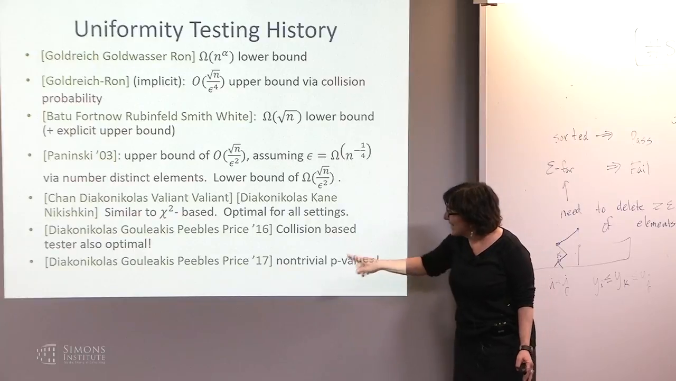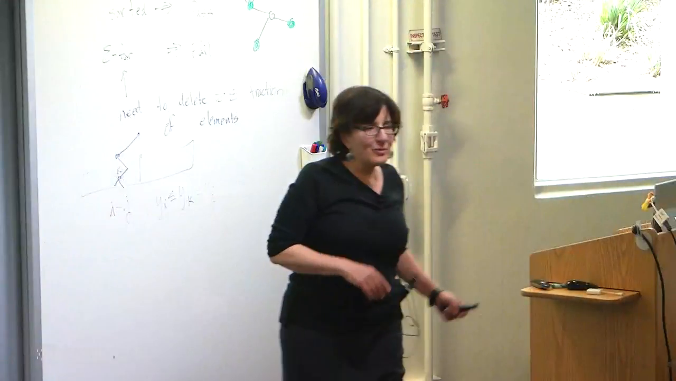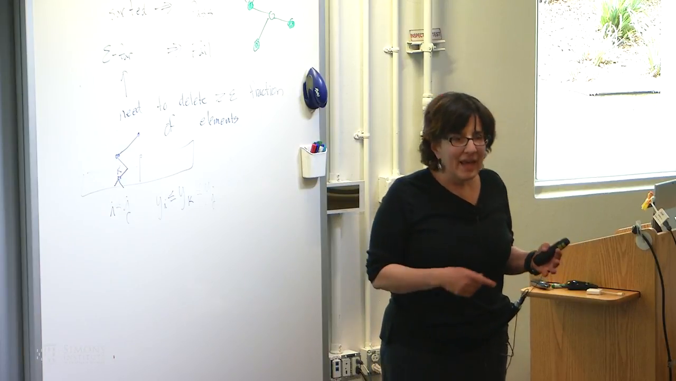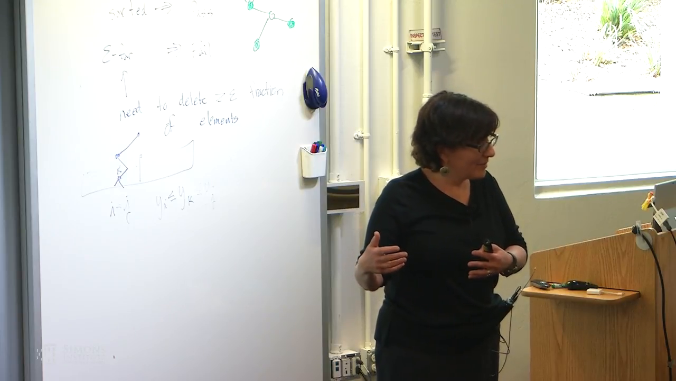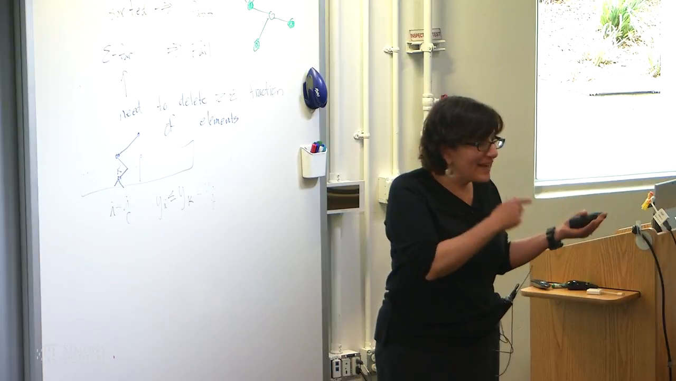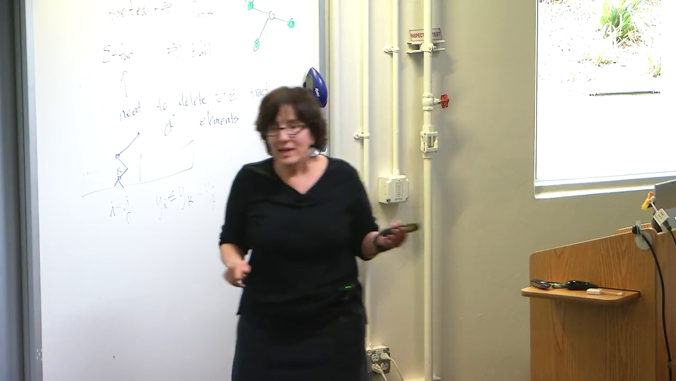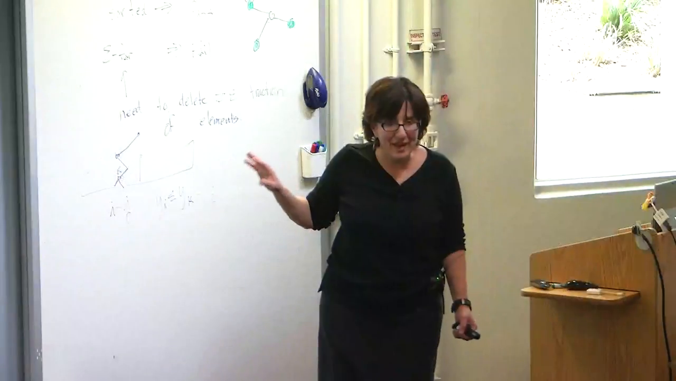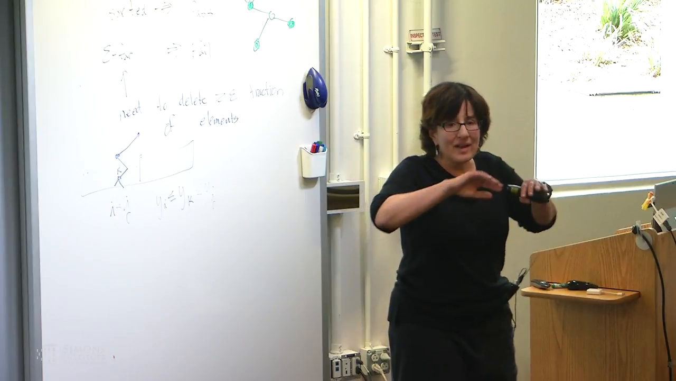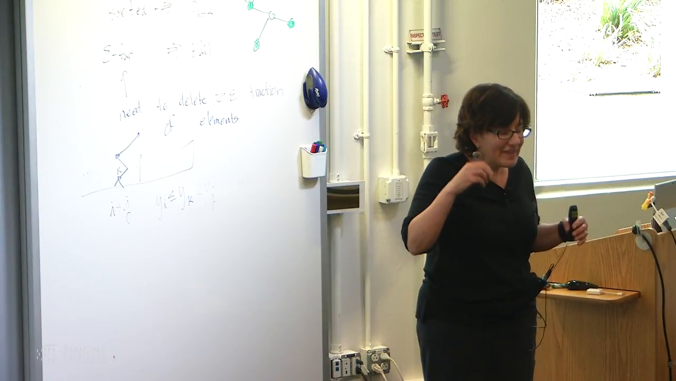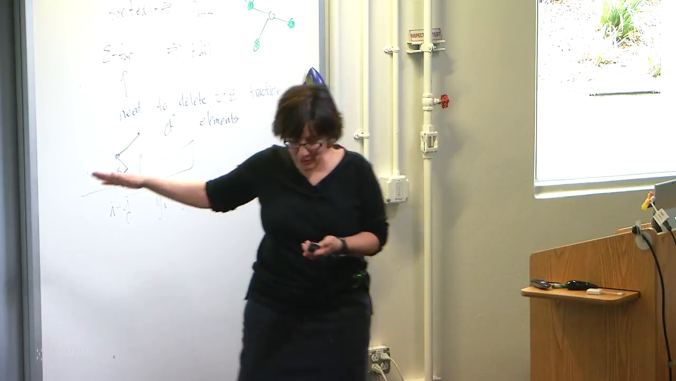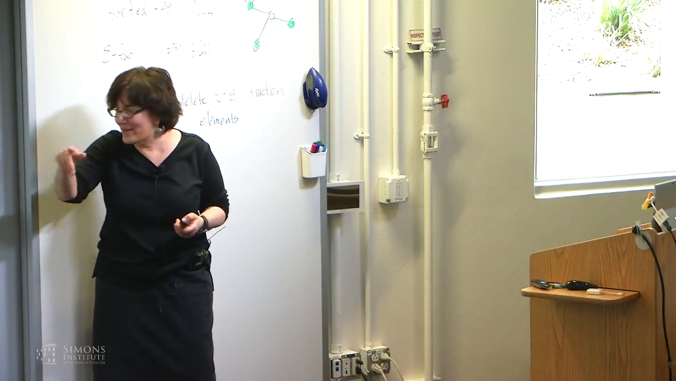I want to mention that I said I'm only going to worry about getting constant probability of error, and then we just use the obvious trick of repeating log 1 over beta times to get at most beta error. I said that for the rest of this talk, that's what I'm going to do, except for one line. Diakonikolas, Gouleakis, Peebles, and Price showed recently that you can get very non-trivial error probabilities for this problem. In other words, the dependence of the sample complexity on your error bound can be additive as opposed to multiplicative. That's a really cool result, but I will leave it to Eric to tell you about it since he's here. So you can ask him in the break.